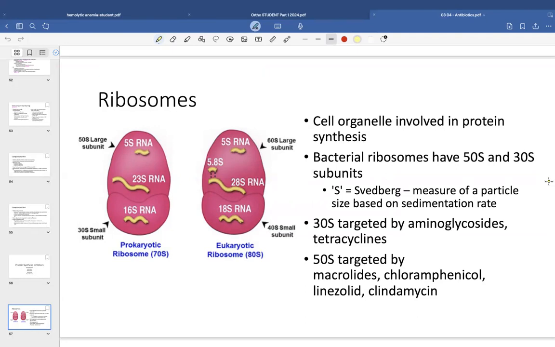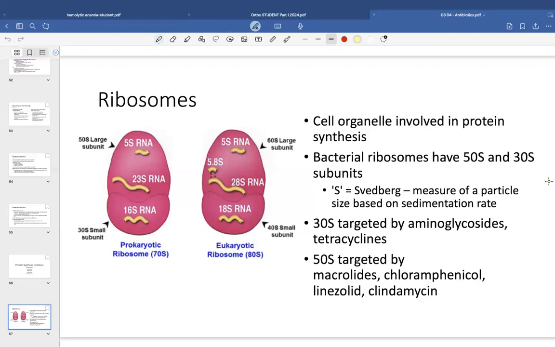Prokaryotic ribosome has a mass of 70S. Basically, that S is a Svedberg unit. It's basically a measure of the size of the ribosome. That 70S is composed of 50S subunit and 30S subunit. That is contrasted with the human eukaryotic ribosome, which is 80S and has a 60 and a 40S subunit.